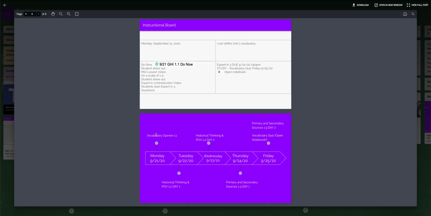Just a little breakdown of the week. So today we're doing our vocabulary opener. Tomorrow, Tuesday, and Wednesday, we move on to historical thinking and point of view. And then Thursday and Friday, we look at primary and secondary sources. And on Friday, you also have that vocabulary quiz, which again is open notebook, which means that you can use all of the resources that you have been provided from your teachers and also from your classmates.